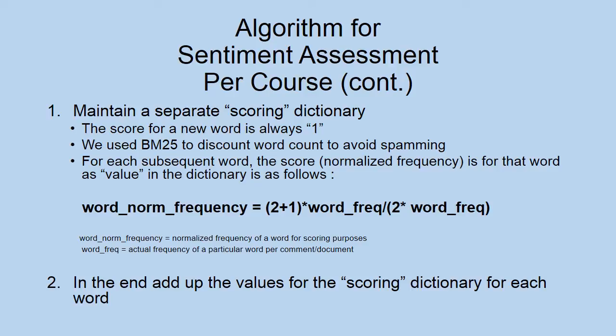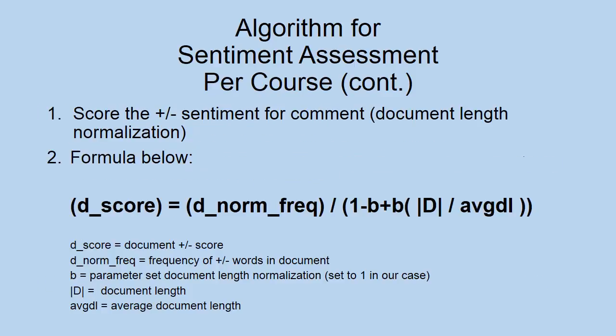For example, we use word normal frequencies equal to (2 plus 1) times word frequency, divided by the denominator, which is 2 times word frequency, to get a maximum asymptotic scoring count of 3, although the actual frequency count might be higher. And we end up adding the values of the scoring dictionary for each word to get the overall positive or negative sentiment.